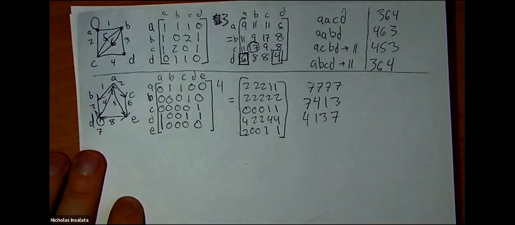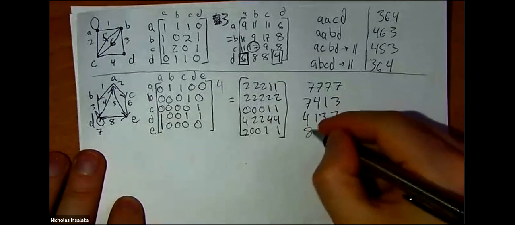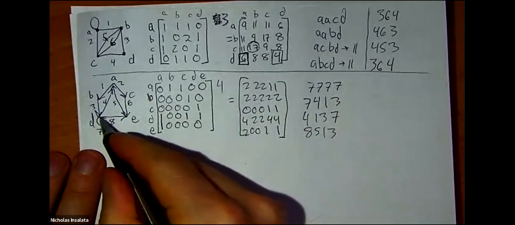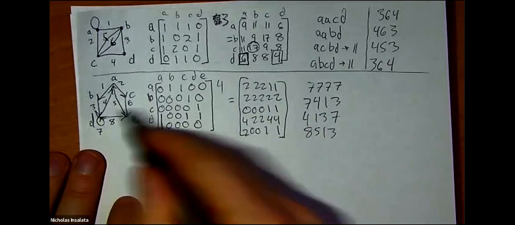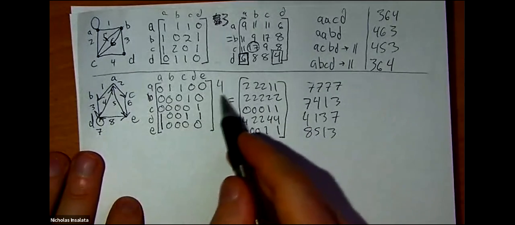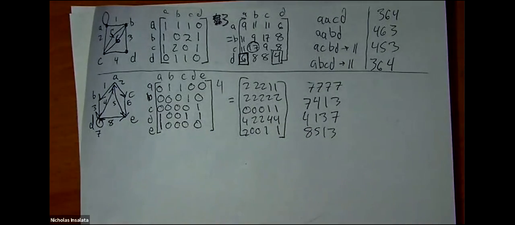Okay, there's one more. You see it? Excellent. 8, 5, 1, 3. Right? 8, 5, 1, 3. And there's all 4 paths of length 4. Right?